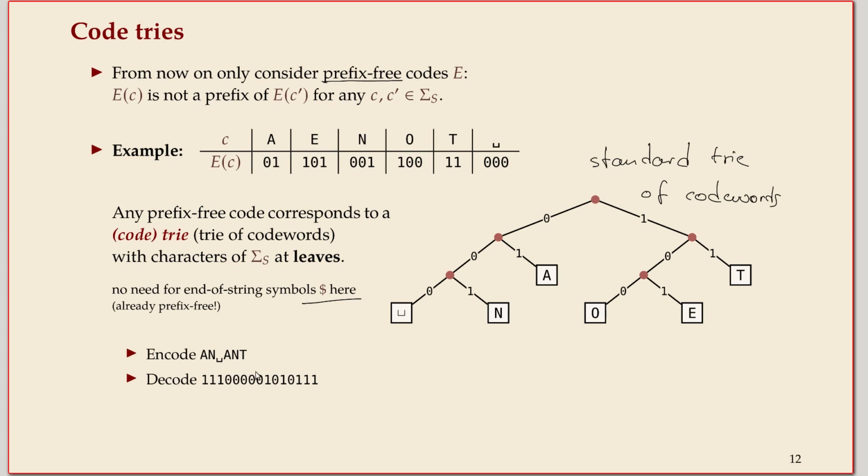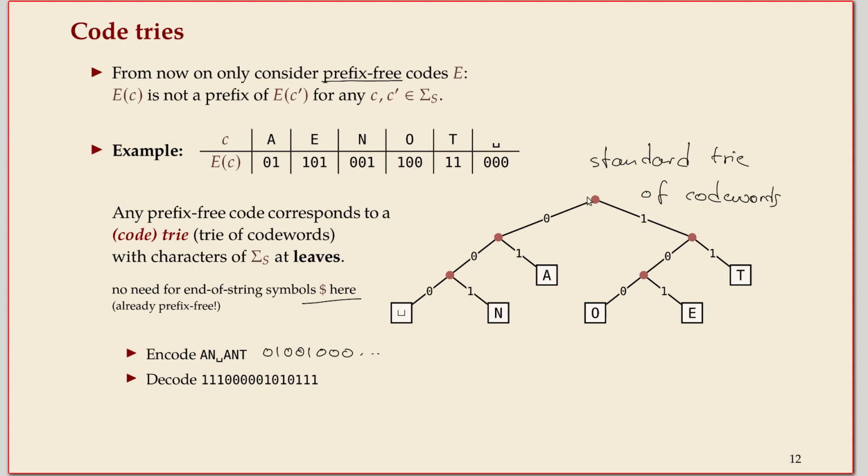And well, just as an example, how would we encode an and with this code? Well, encoding again uses this table. So you would take the code for A, that's 10, then the code for N, 001, the code for space, 000, and so on and so forth. You just concatenate all those codes.